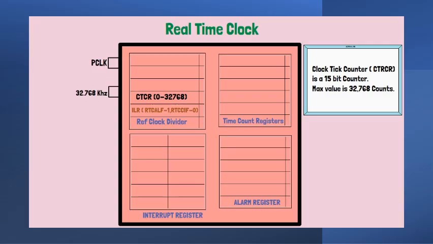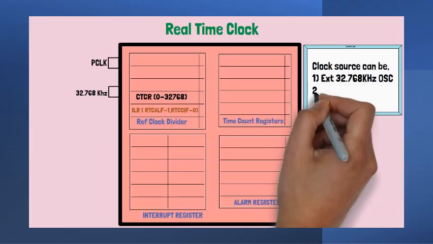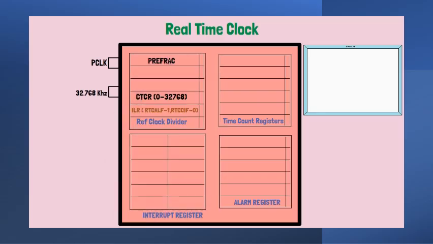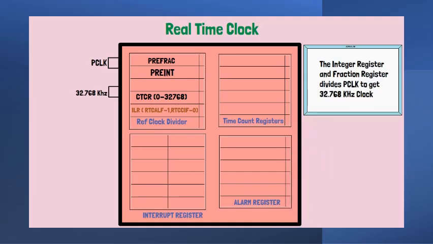We can generate this precise 32.768 kHz clock using an external quartz oscillator, or use the internal peripheral clock and divide it using a pre-scale registers. The Crossware wizard helps us by providing the accurate values to be loaded in the integer and fraction register, and generates the 32.768 kHz clock output.